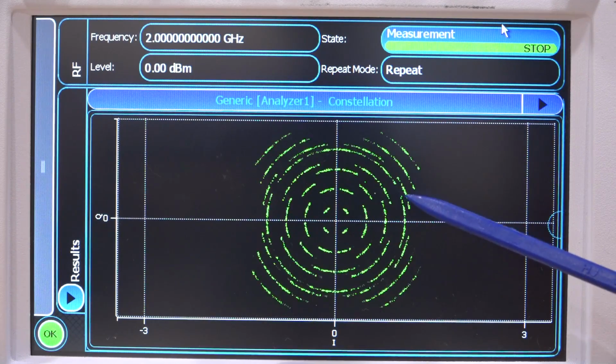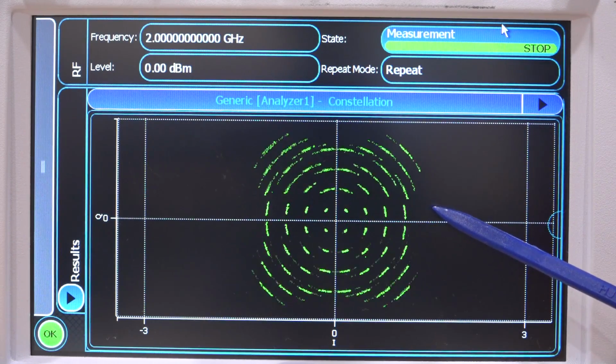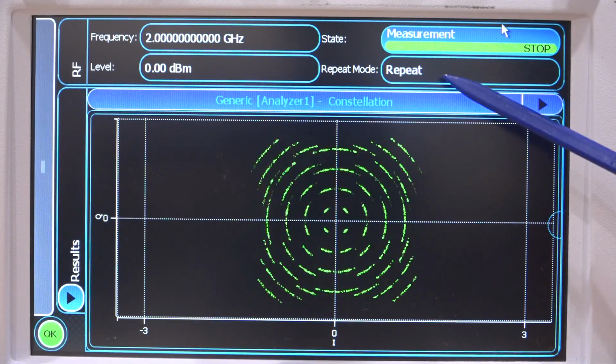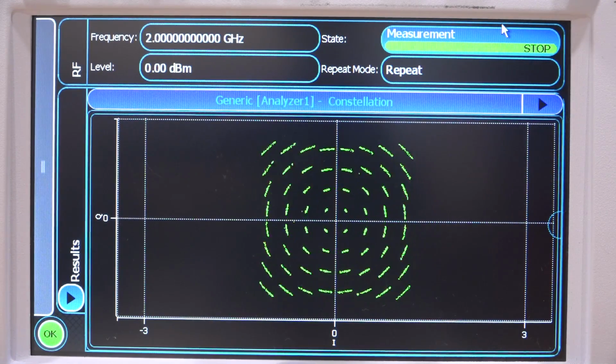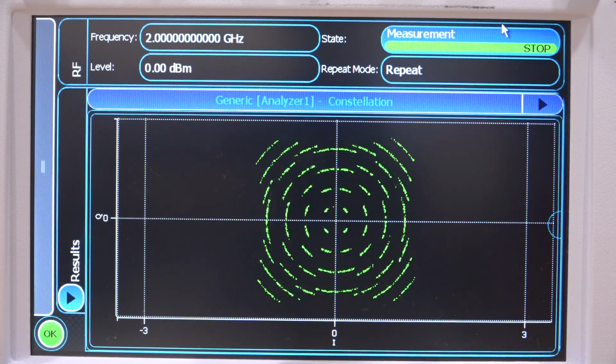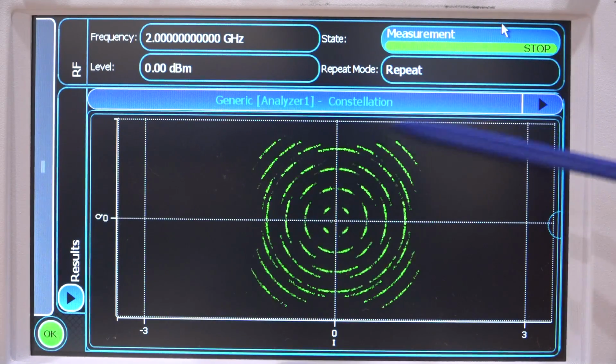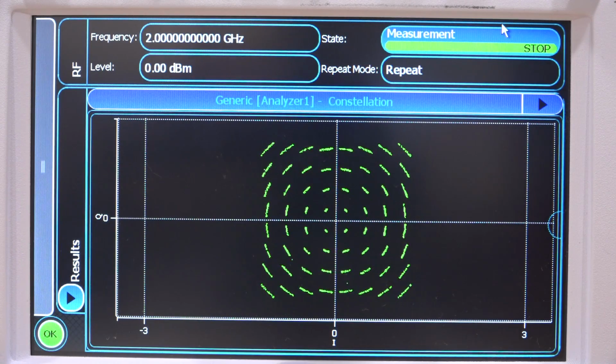If I were to add noise to it, the points would not smear across the screen, but rather they would get larger. That's a signal to noise ratio problem, a totally different phenomenon that I will cover in the noise figure tutorial that I'm going to do in the future. But for now, you can clearly see the impact of phase noise on the constellation.